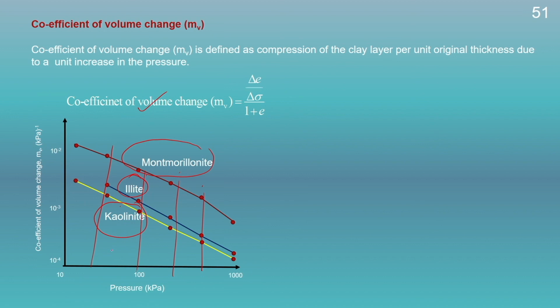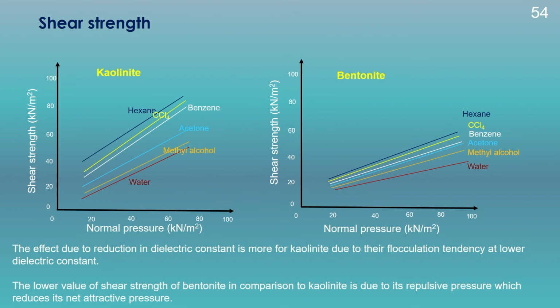The least value of compressibility or coefficient of volume change is for kaolinite because of its flocculated structure, which will prevent the kaolinite particles from decreasing in volume to a large extent due to an increase in the pressure. Since the montmorillonite compressibility is governed by the diffuse double layer thickness, with increase in the pressure, the diffuse double layer gets reduced, and therefore, the coefficient of volume change will increase to a large extent in comparison to the kaolinite mineral.